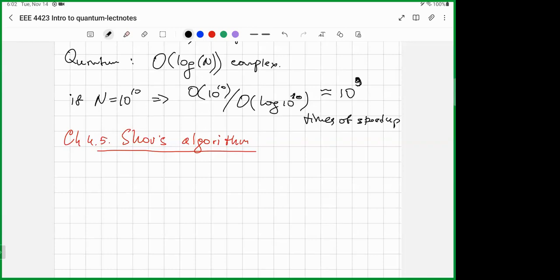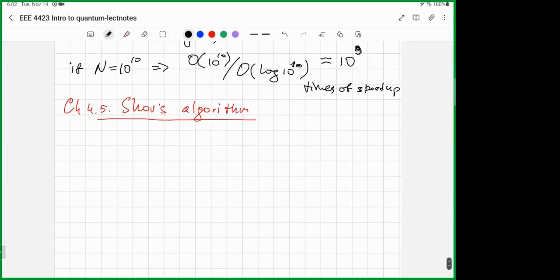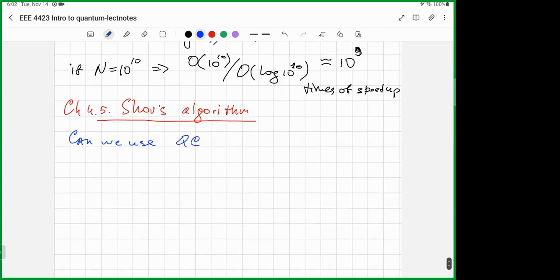And unfortunately, so let us write this down. Can we use quantum computers for taking the Fourier transform? Can we use quantum computers for the Fourier transform in an efficient way?